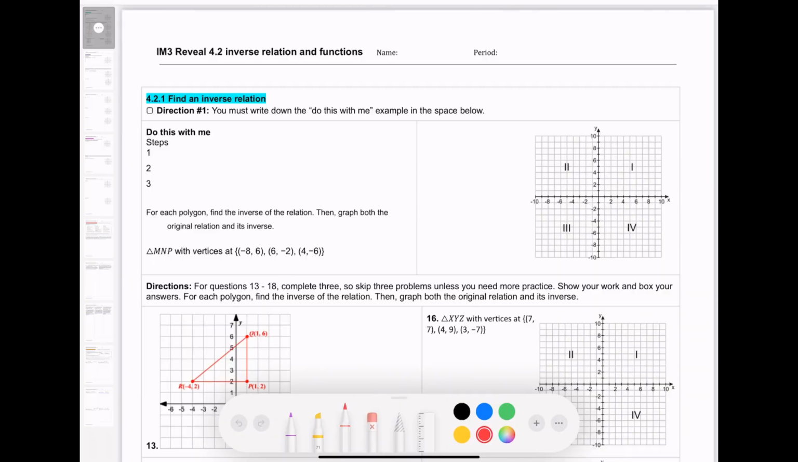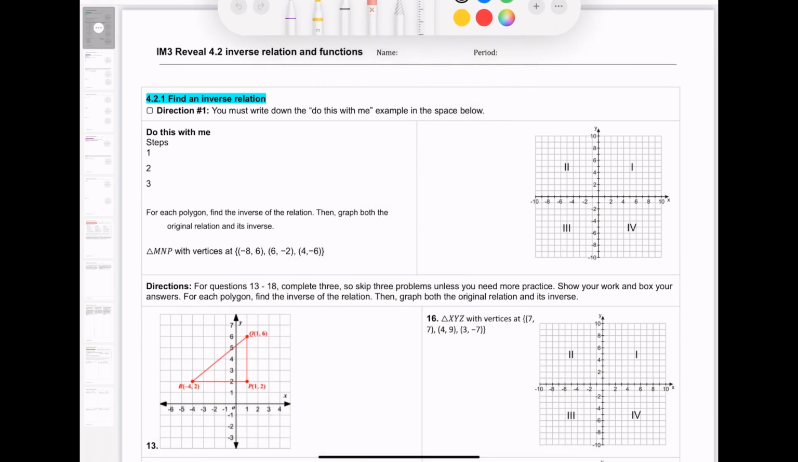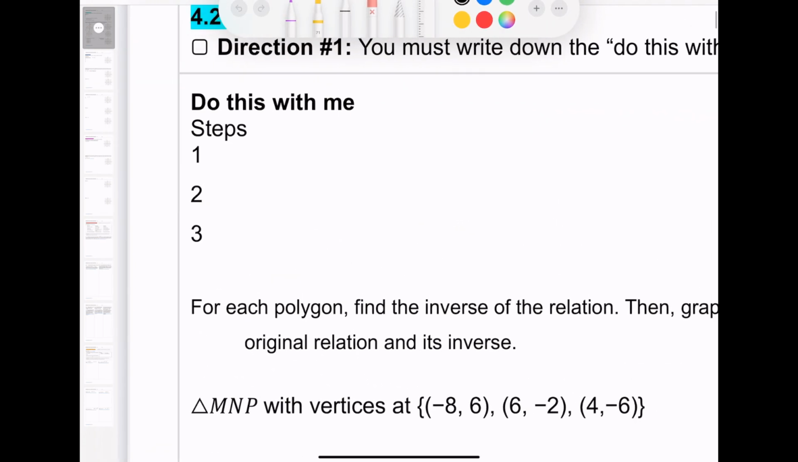All right, now we're going to find the inverse of a relation. A relation is just the ordered pairs, and now we can do objects. But before we do that, a couple of steps. Label the points.